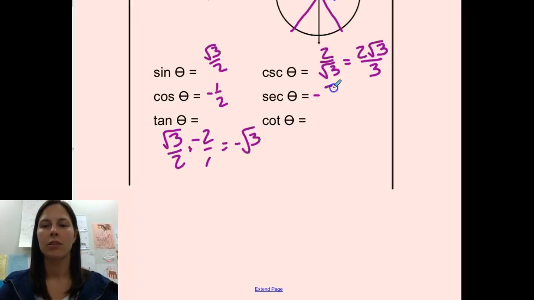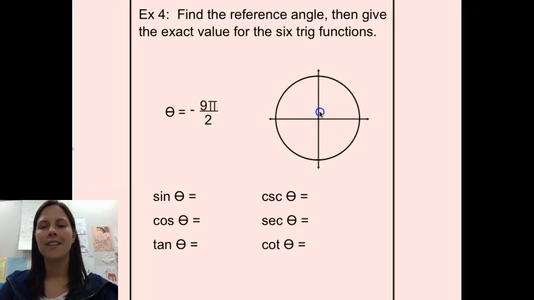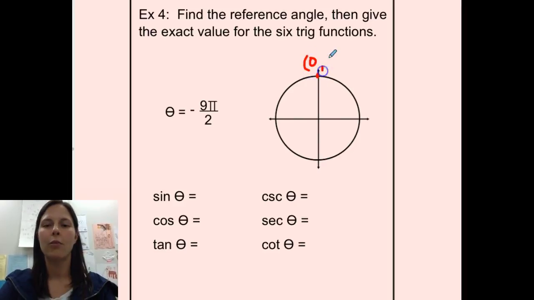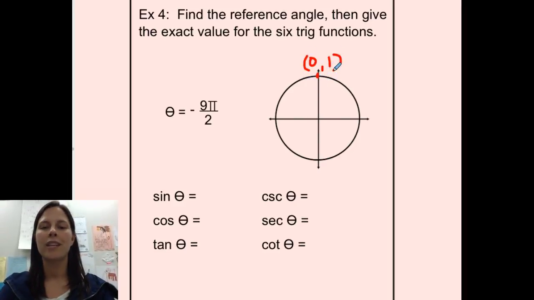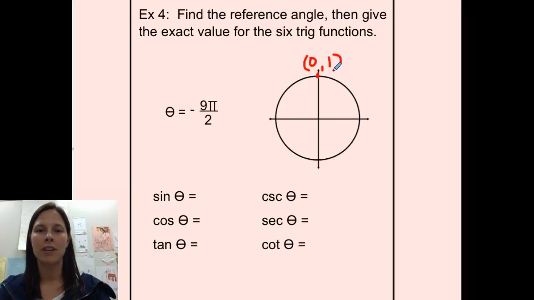Secant is the reciprocal of cosine, and cotangent is the reciprocal of tangent, so we have that root 3 in the denominator. Rationalizing, move that up to the numerator and drop the radical in the denominator. Negative 9 pi over 2. The reference angle would be up here at pi over 2. We have 0, 1. We just need to figure out, would negative 9 pi over 2 be up there at 0, 1, or would it be down at 0, negative 1?